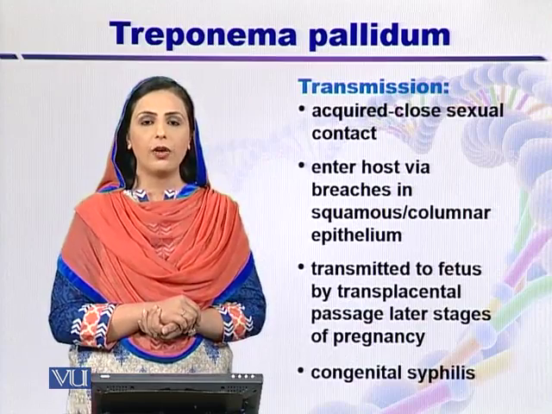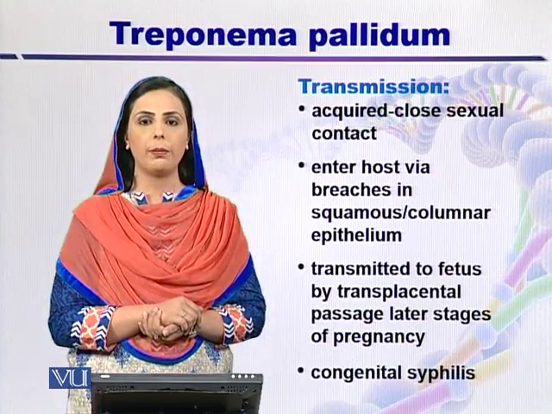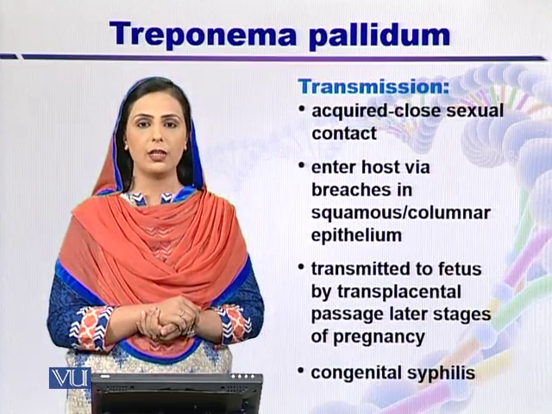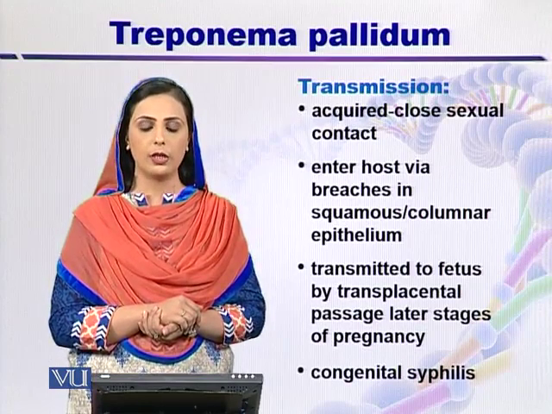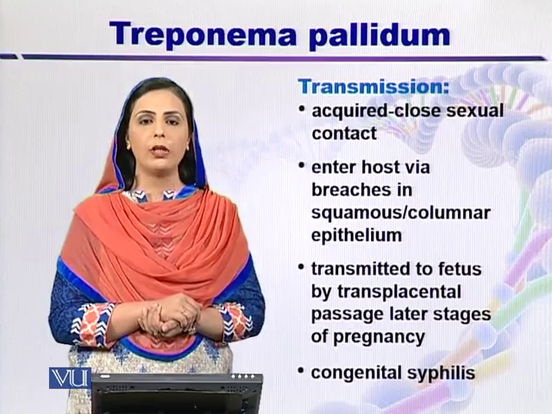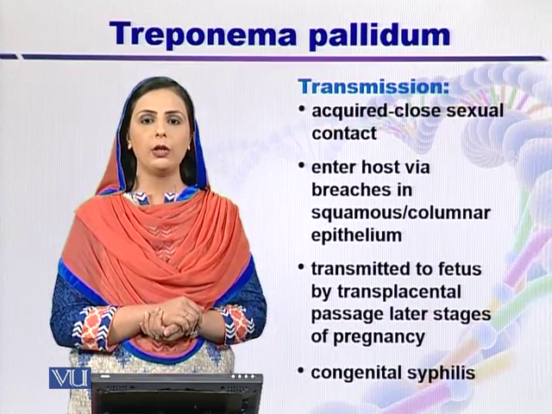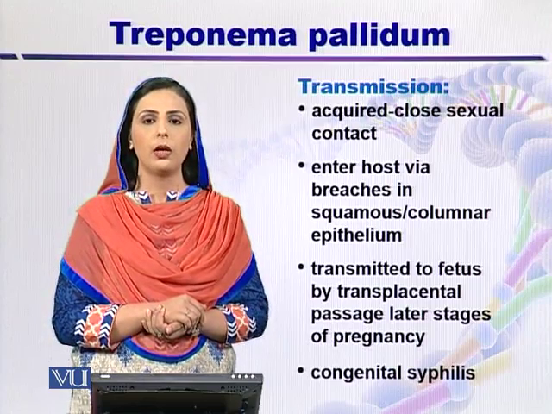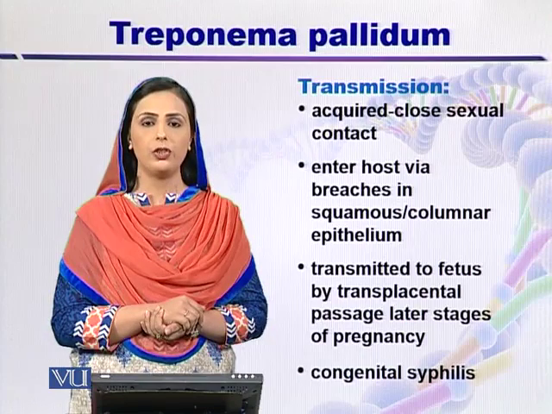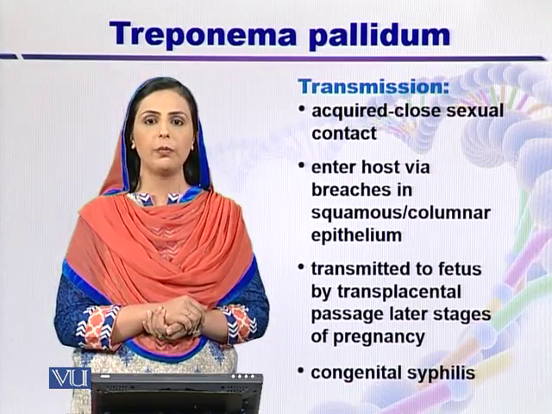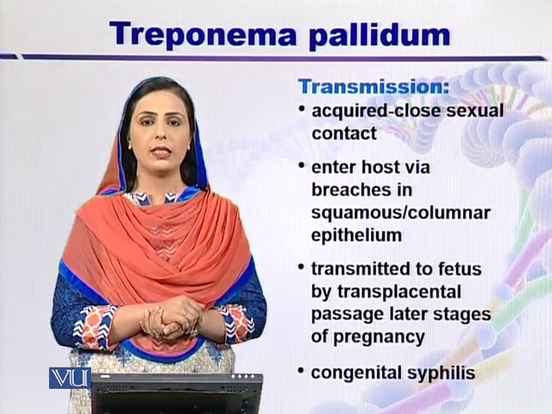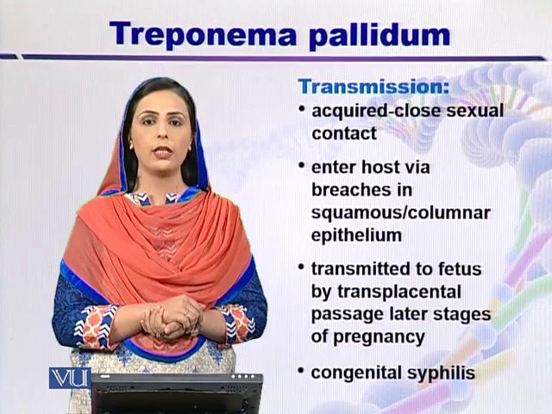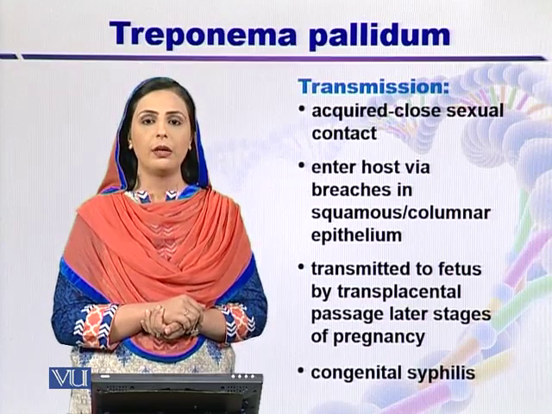If we look at the transmission route of Treponema pallidum, then it is a sexually transmitted disease and it is acquired through close sexual contact. Treponema pallidum has the ability to enter into the host by penetrating or breaching two types of epithelium. One is the squamous epithelium, for example, the one present in the mouth, and the other type of epithelium is known as columnar epithelium, which lines the respiratory tract.